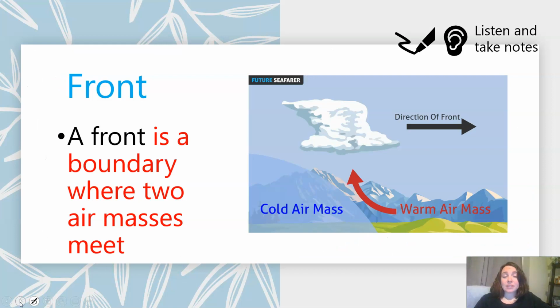A front, so if you have two air masses that meet each other, we call that a front. In the image here, we have a cold air mass meeting a warm air mass, and that can produce different types of weather and temperatures that we will learn about later on.